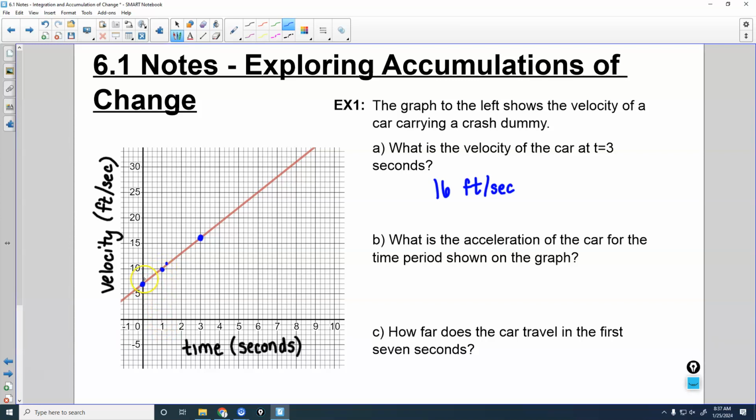I think it's 3, because this would be, that's at 7. We go up 1, 2, 3, over 1. Be careful on your scale here, because all those little tiny boxes are not what you're looking at. That should be right, I think. Or you can also do points. That's the point (0, 7), and this is the point (3, 16). So if you want, you can do 16 minus 7 over 3 minus 0 to get 9 over 3, which gives us 3 what units? Nope. Feet per second per second.